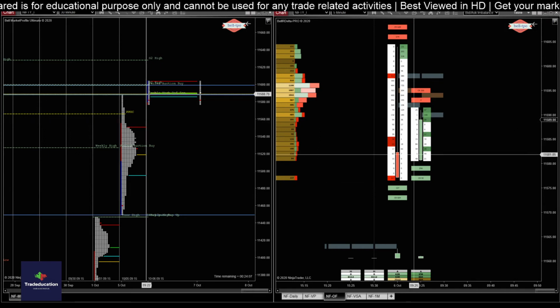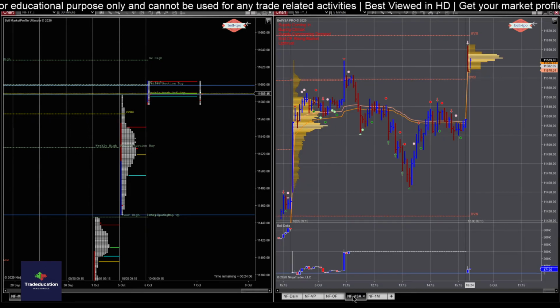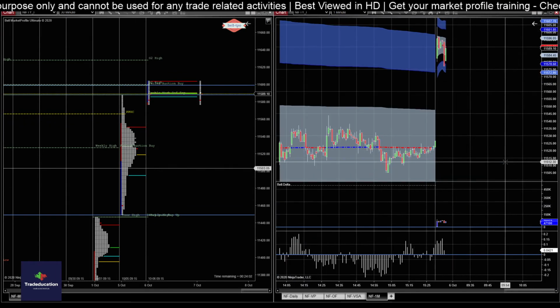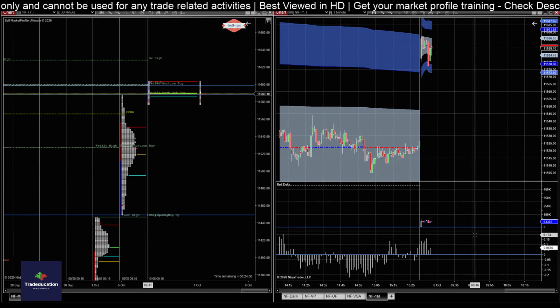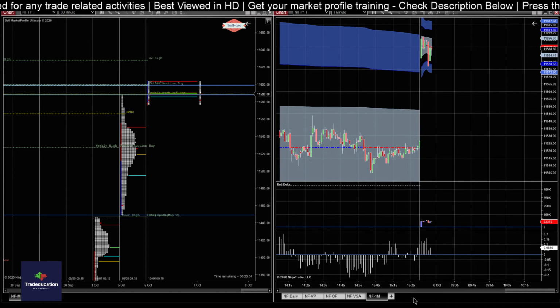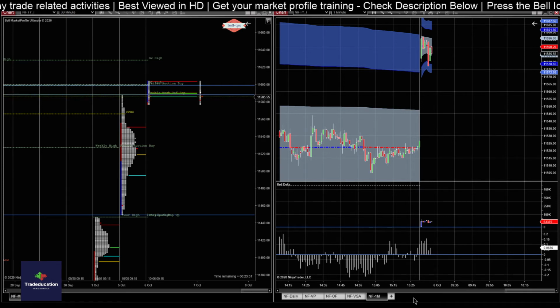So buyers stepping in again. Let me look at the 1 minute chart. So I'm now using the 1 minute chart. There's some issue with the volume charts which I had. So I'm just experimenting with this, but overall the delta is positive.